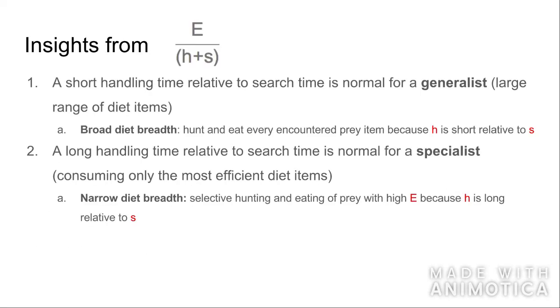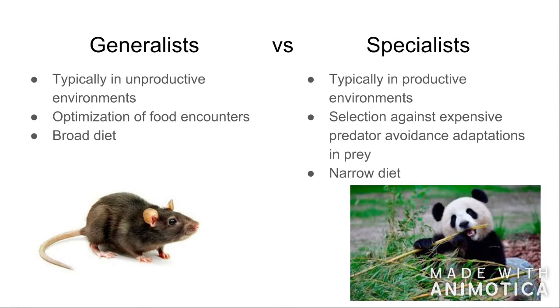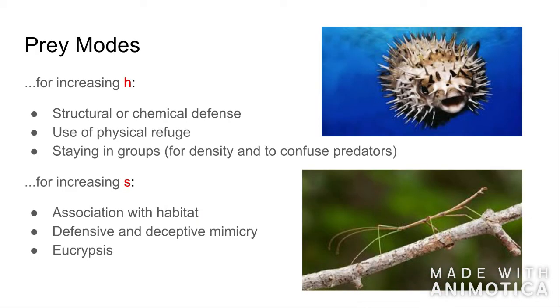So what we can gather from this is that a short handling time relative to search time is normal for a generalist, whereas a long handling time relative to search time is normal for a specialist. So generalists are typically found in unproductive environments and they have a broad diet, whereas specialists are found in productive environments and they can afford to have a narrow diet. So in order to increase handling time, we're kind of over. Okay.